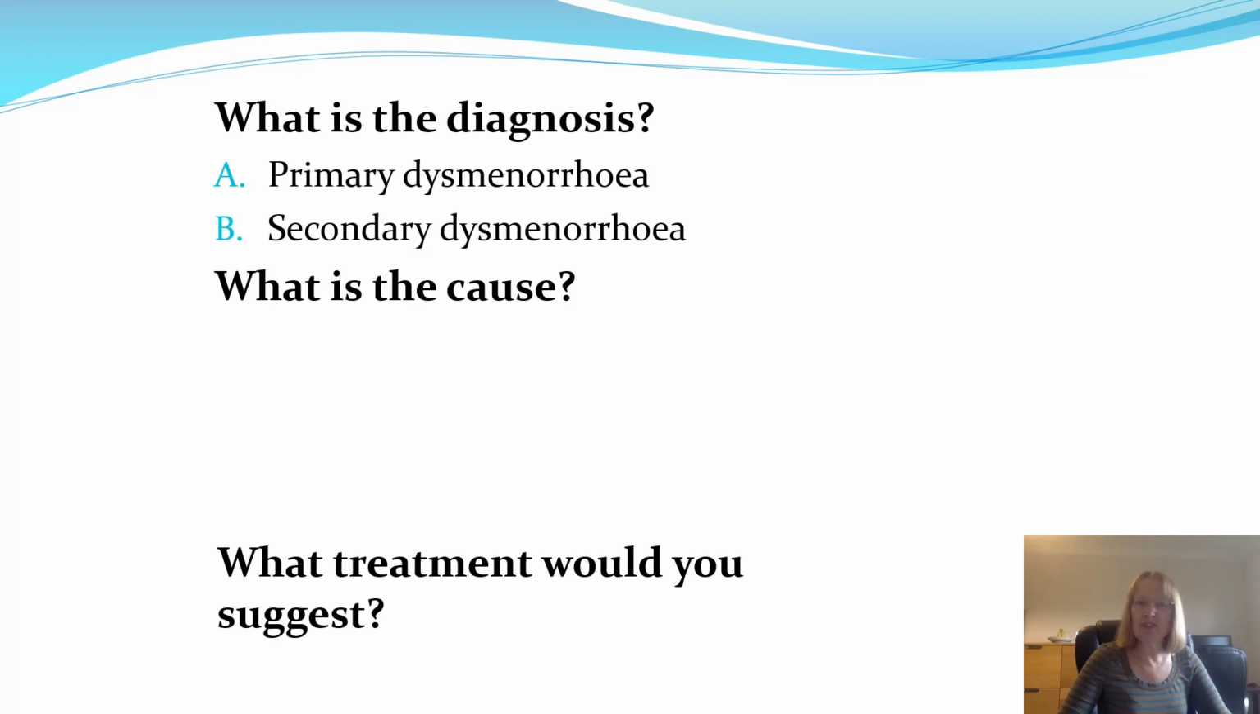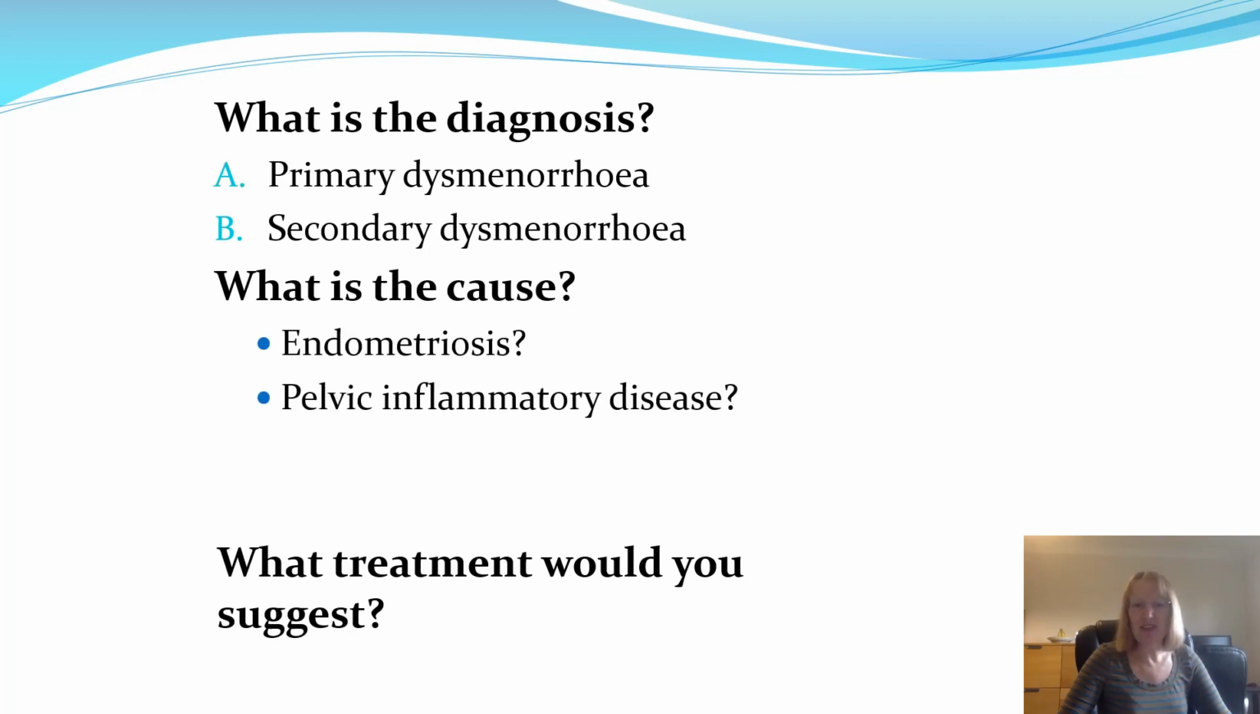And what is the cause? Of course, we don't know what the cause is, but what we could say is that it could be any one of these conditions. It's quite likely for somebody in their 20s to have endometriosis, but we don't know. And of course, you wouldn't say that to the patient. You would refer them to the GP for investigation so that they can find out exactly what's wrong. And what treatment would you suggest? Well, if it's secondary dysmenorrhea, then we're going to refer.